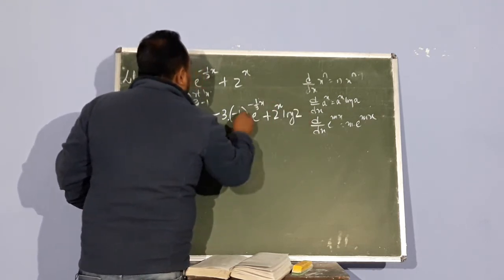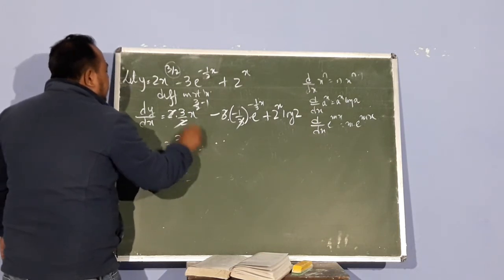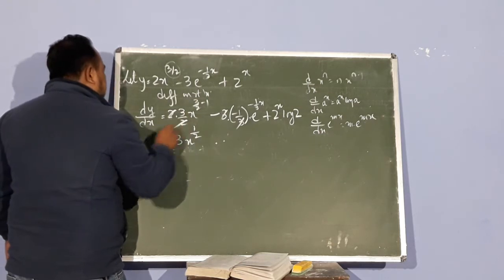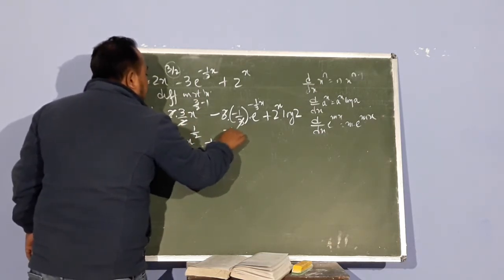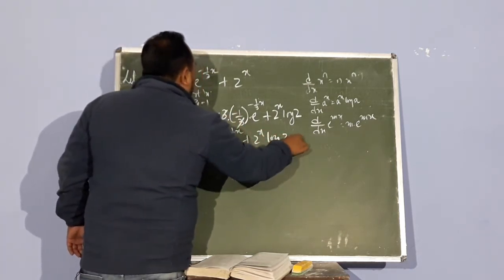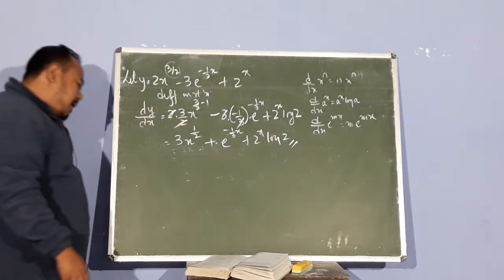A means the constant. So 3 and 3 get cancelled, 2 and 2 get cancelled. So your answer: 3x, LCM is 2. So 3 minus 2 is 1. 3x to the power 1 by 2, minus into minus is plus, e to the power minus 1 by 3x plus 2 to the power x log 2. So this is how you differentiate a function when there's a plus or a minus sign.